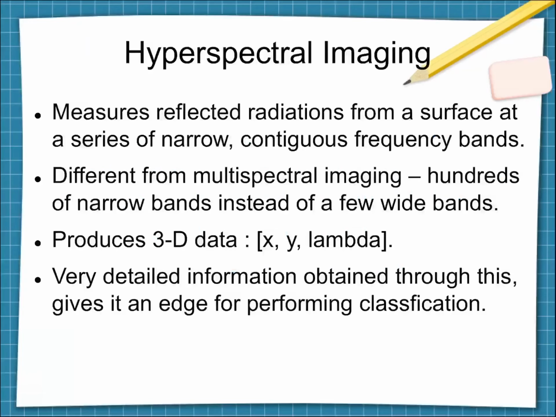Hyperspectral imaging produces three-dimensional data volumes corresponding to x, y, and lambda, where x and y give the spatial location of the pixel and lambda corresponds to the spectral dimension. The aim of the present paper is to use data obtained through hyperspectral imaging to obtain the type of land cover for each pixel in the image.